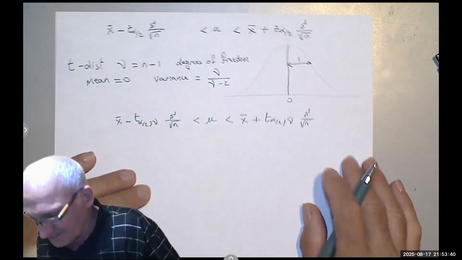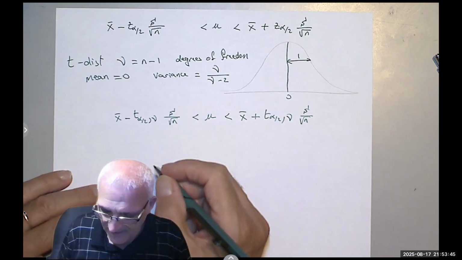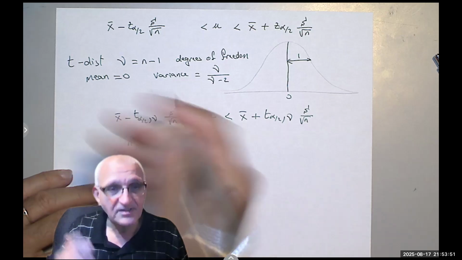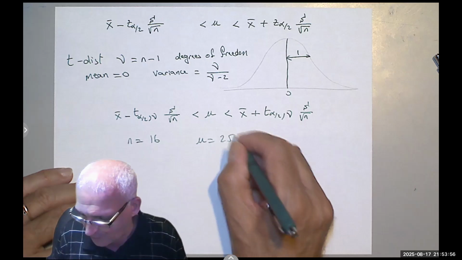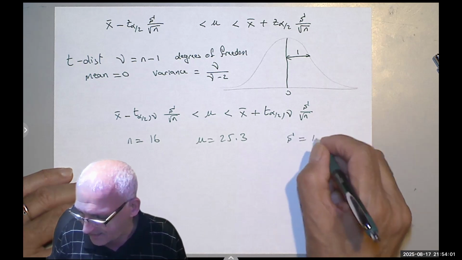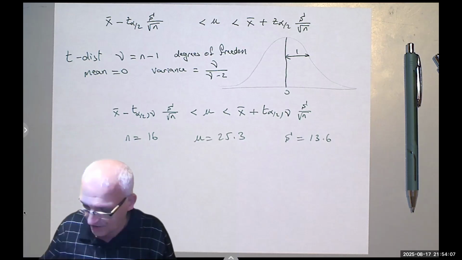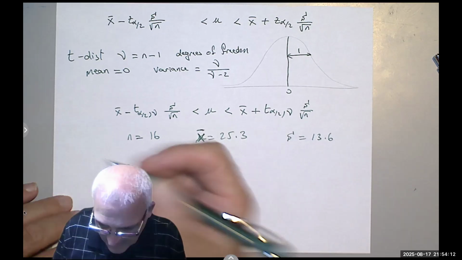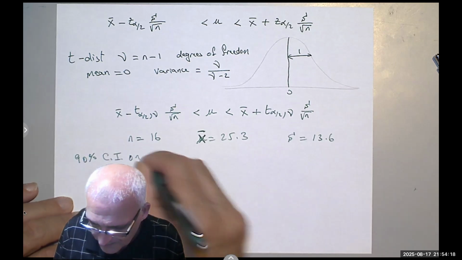Let's take an example. Let's say we have a sample of size, any number, let's make it 60. And let's assume the sample mean X bar equals 25.3, and we don't know sigma, we know S is 13.6. And we want to construct, let's say, a 90% confidence interval on mu.